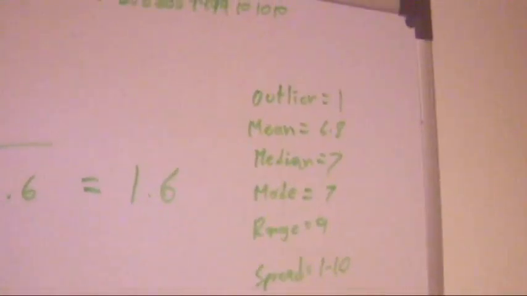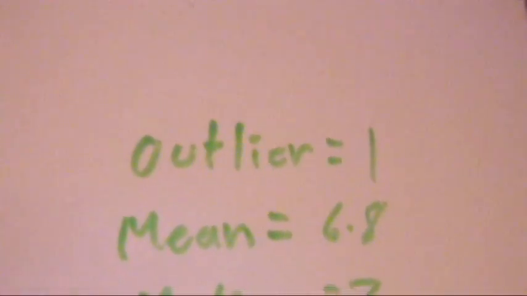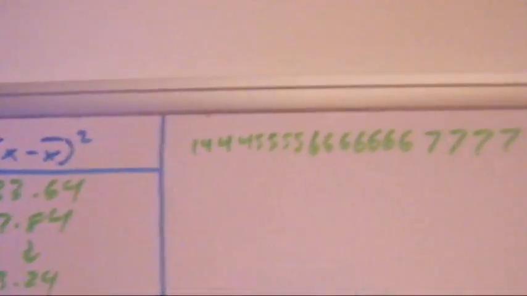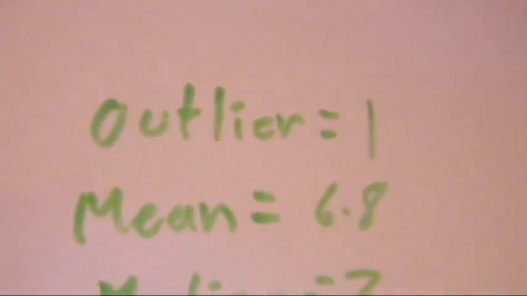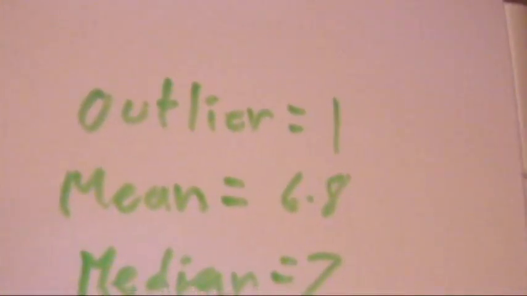This chapter is all about mean, median, mode, and stuff like that. First of all, we have all these numbers. This is our test scores. And the outlier is the one that is unlike the other ones. In this case, it's 1, which means somebody got 10% on the test. That's not good.